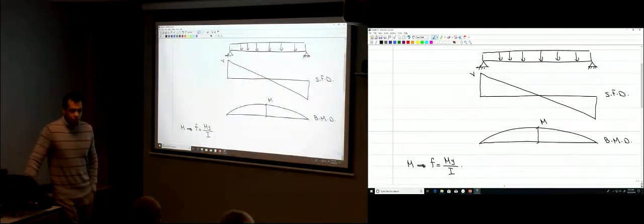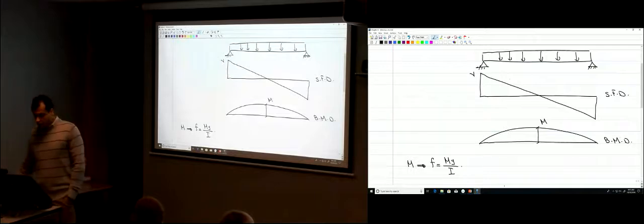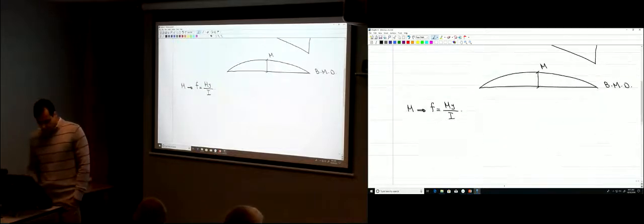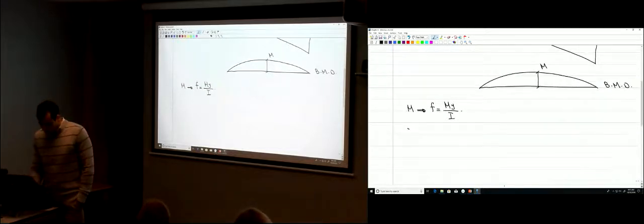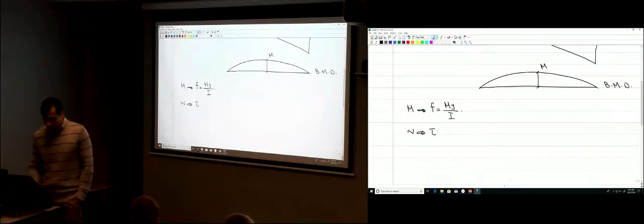Shear stresses, not normal stresses. How much is the shear stresses? Okay, you can call that tau. So if you have a shear force, you're going to have some shear stresses. Tau. How much is tau?